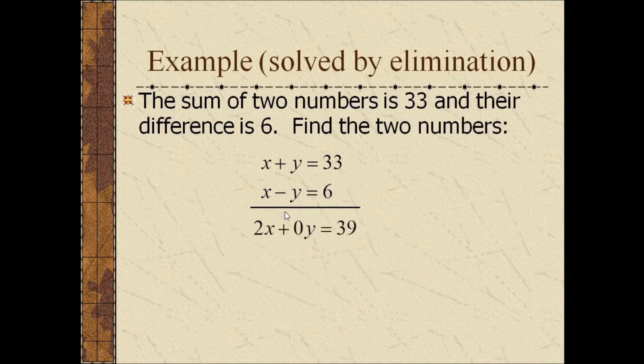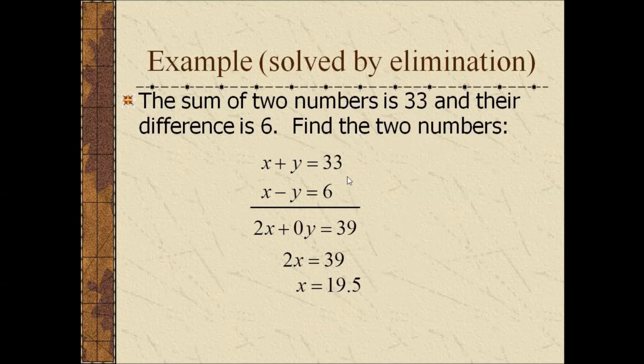This is the elimination part. We can just write 2x equals 39. We have eliminated the y's. That's where this process gets its name. Now we divide both sides by 2 and find that x equals 19.5. But remember, the question was to find the two numbers. 19.5 is just one of these numbers, so we have some more work before we're done.